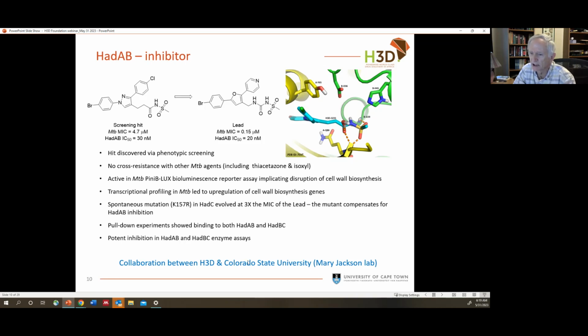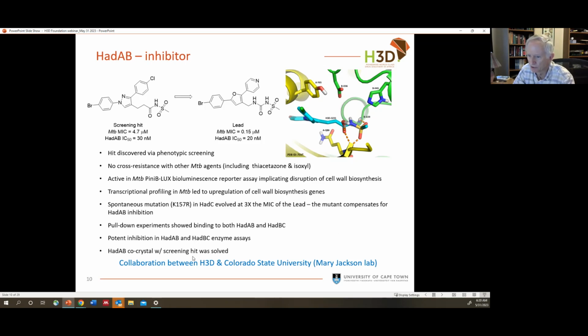Work done in the Mary Jackson lab showed that these compounds are potent inhibitors of both enzymes. But it's HAD-AB that is required for MTB viability and is responsible for the kill that comes from this class of compounds. So this project is ongoing. The main thing it needs to do is come up with compounds that have better pharmacokinetic properties in order to work in vivo.